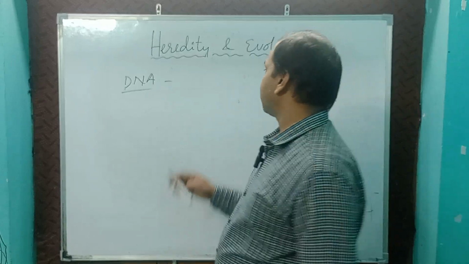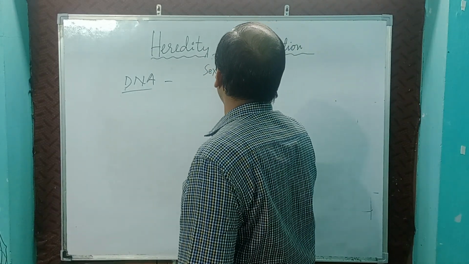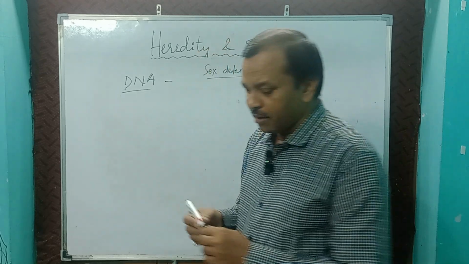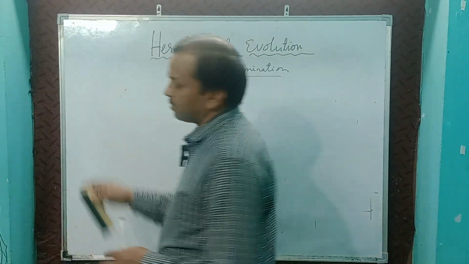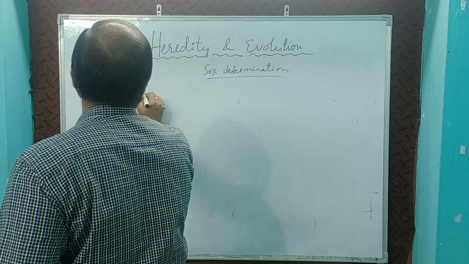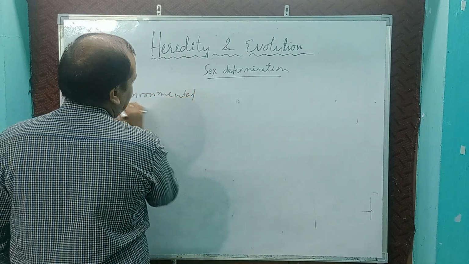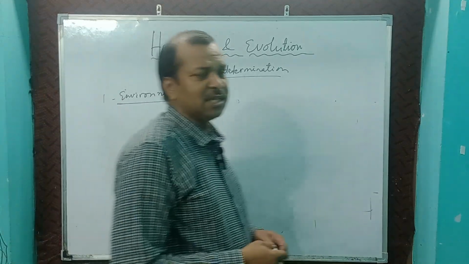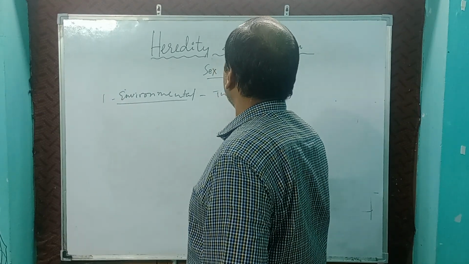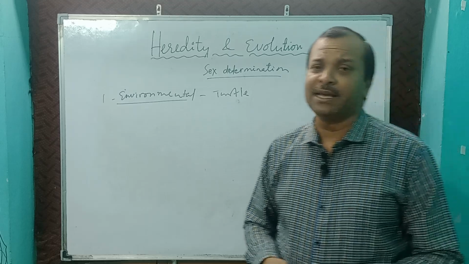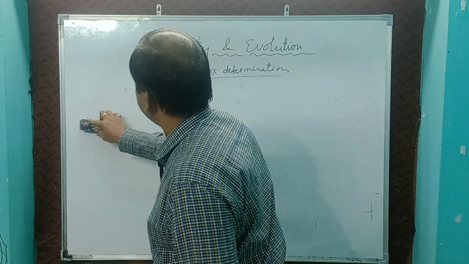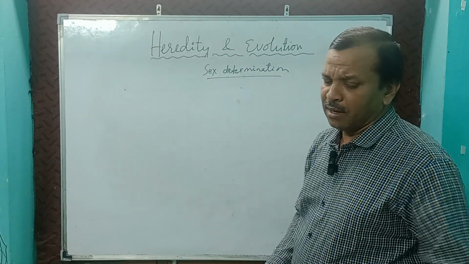Clear? Now, the last one is sex determination. How can we determine the sex of a baby child? Suppose there are 2 types. First one is environmental. In some cases, environment is responsible, like temperature in the case of turtles. If the temperature increases or decreases, that will decide whether the baby will be a female or a male. Clear?